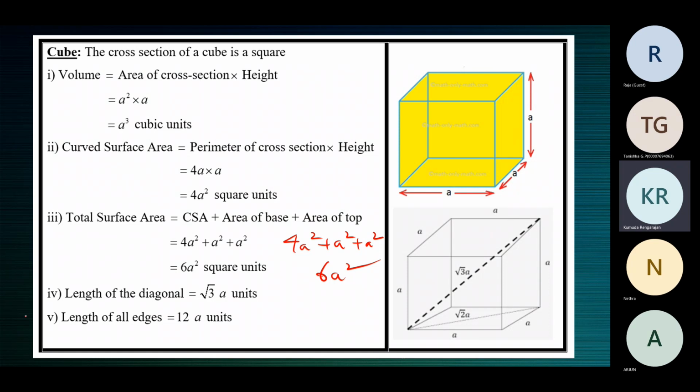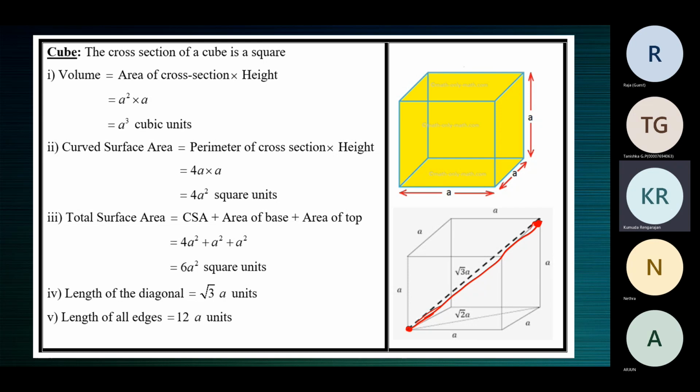All right. Now next is the length of the diagonal of a cube. So the diagonal, you can see it here in the figure. The diagonal is the line segment connecting one bottom corner to the opposite top corner. And this is the longest line segment in the cube.